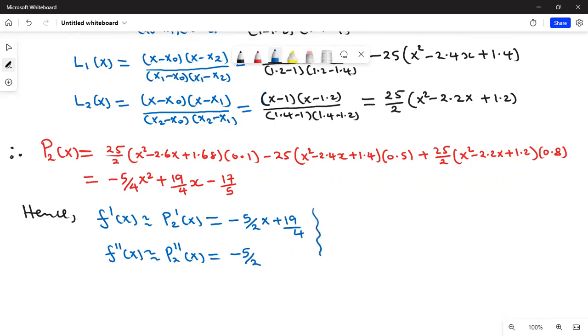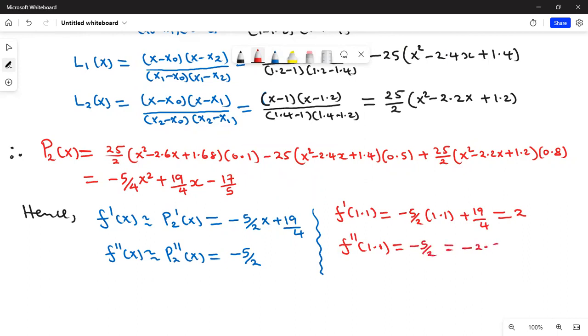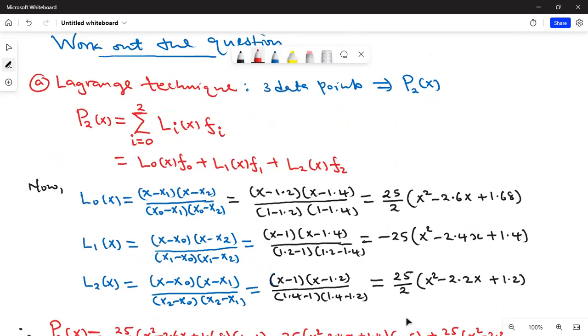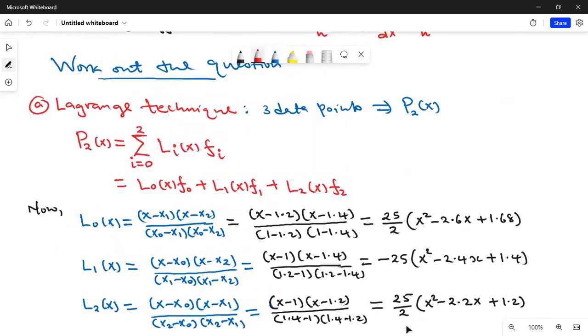So it's just the derivative of the first derivative, that is negative 5 over 2. So now at 1.1, f prime when x is 1.1, that should give us negative 5 over 2 times 1.1 plus 19 over 4. And for f double prime, when x is 1.1, that should give us simply negative 5 over 2. It is a constant, which is negative 2.5. So that's how to use the Lagrange technique of interpolation to obtain the derivatives of the function. Once you have the polynomial, you simply differentiate it to get f prime and f double prime of x and evaluate at the indicated value of x.